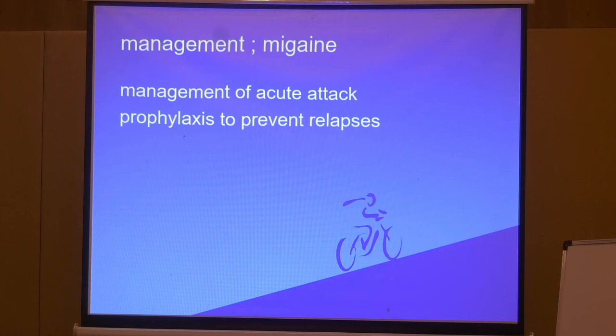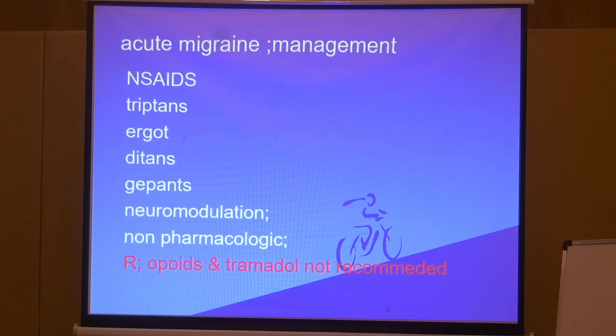Now, coming to the last phase, that is the management. The management of headache is divided into two. One is the management of acute headache when the patient comes with that. And second is the prophylaxis to prevent those headaches. For acute headaches, the first line of treatment obviously is NSAIDs. The second is triptans. The third is ergot. These are the three which are available with us. These two new drugs, ditans and gepants, haven't come to India, but I'm sure they would come very soon.